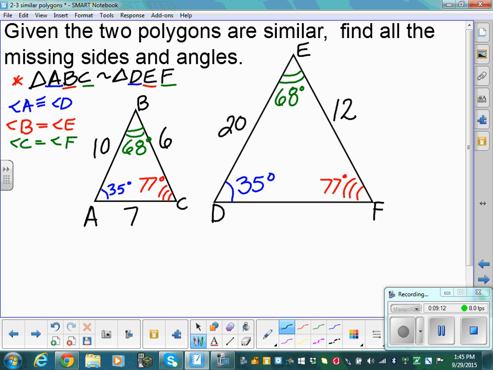Have we filled in all the angles? Yes. Okay, awesome. So we can move on. The angles part was easy, right? All right, so now we're to the good stuff.